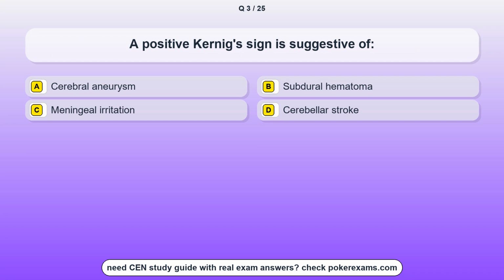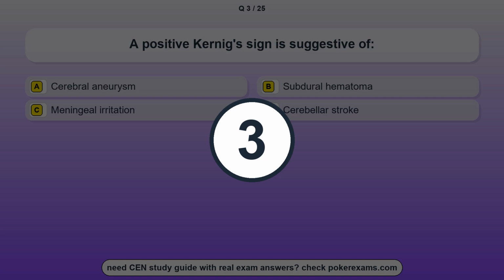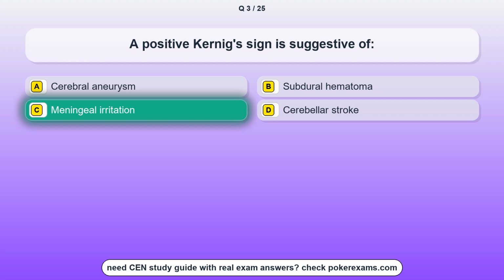Question 3. A positive Kernig's sign is suggestive of: Option A, a cerebral aneurysm. Option B, subdural hematoma. Option C, meningeal irritation. Option D, cerebellar stroke. The correct answer is option C, meningeal irritation.